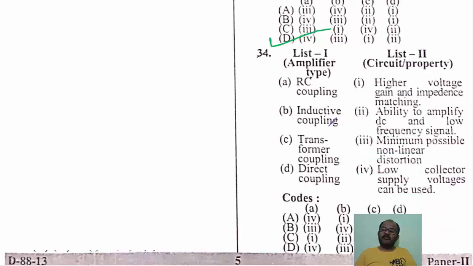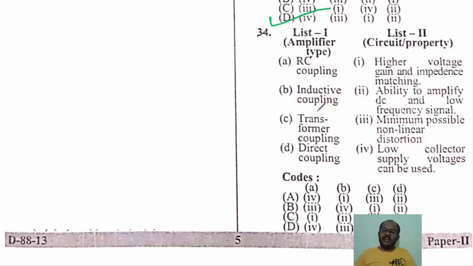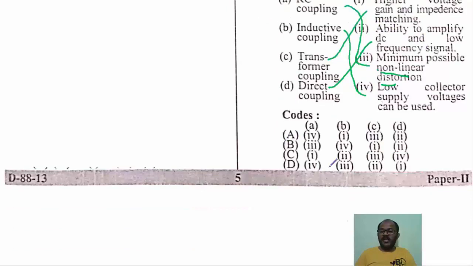34th question, match the following: RC coupling, inductive coupling, transformer coupling, direct coupling. We know that in the case of RC coupling, minimum possible nonlinear distortion will be there. If you are making use of RC coupling, so the nonlinear distortion will be less. In the case of inductive coupling, it is low collector supply voltages that can be used. In the case of transformer coupling, it is for impedance matching, and direct coupling is for ability to amplify DC and low frequency components. So the option that is going to follow is option B is correct.